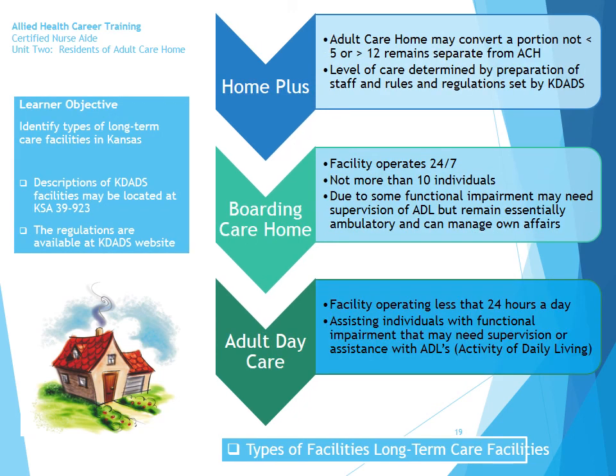Another type of facility in Kansas is called a Home Plus. This is an adult care home that has more than 5 and less than 12 residents residing in it, and it is in an actual home setting. So you can take a regular house, and if it meets the requirements set forth by the regulations, then you can have people come into that house and be residents there. There's a lot more to it, but that's just kind of the basics of it.